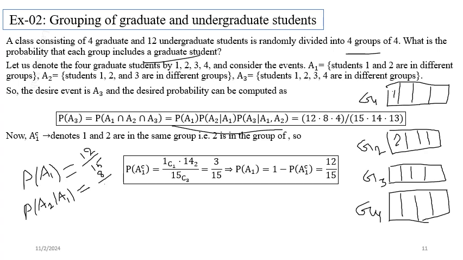So 8 by 14. It is not a simple kind of question. You have to be very much careful while computing all this. Now, if you come to A3, given A1 and A2.